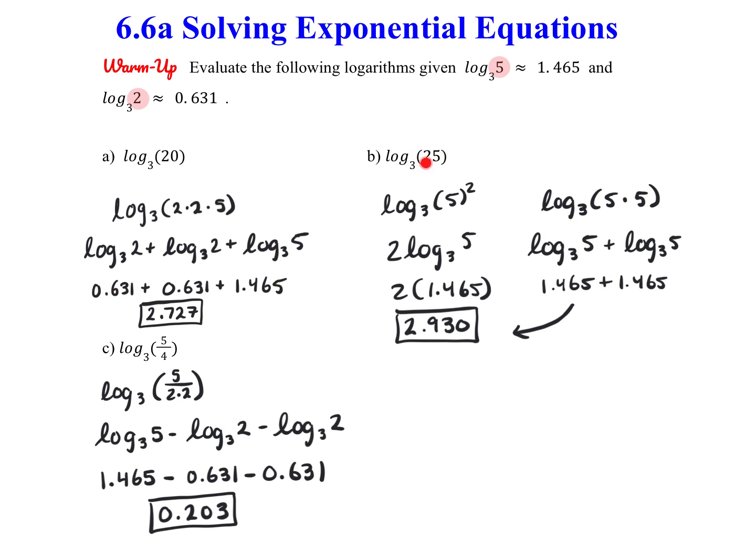For log base 3 of 25, I can rewrite 25 as 5 squared and use my power property, or rewrite it as 5 times 5 and use my product property again. And for log base 3 of 5 over 4, I can write it as 5 over 2 times 2. Now remember, anything from a denominator gives you a negative exponent. So both of these, a negative logarithm. So both of these logarithms should be subtracted.